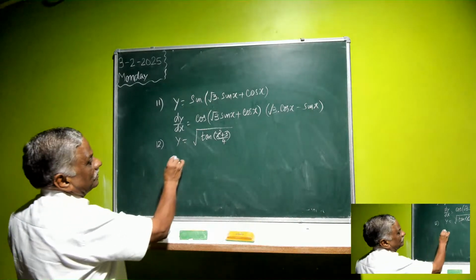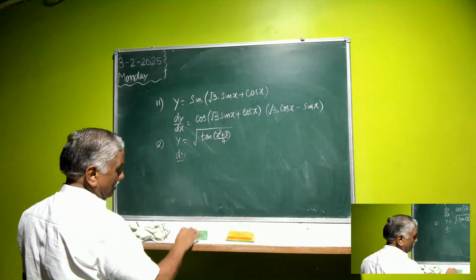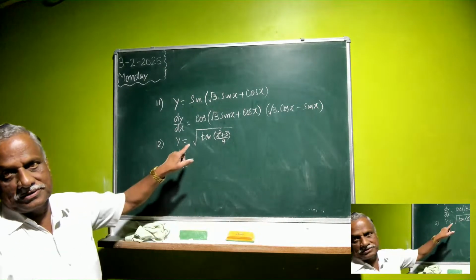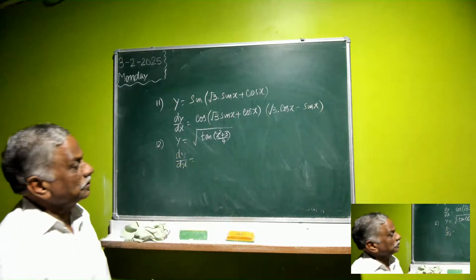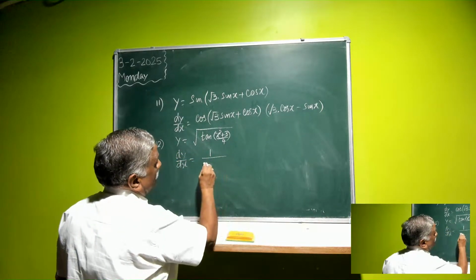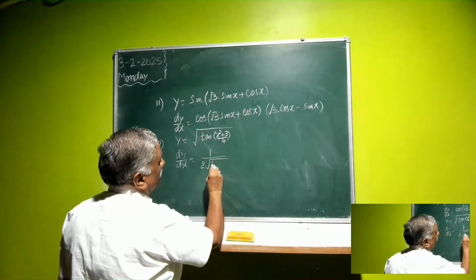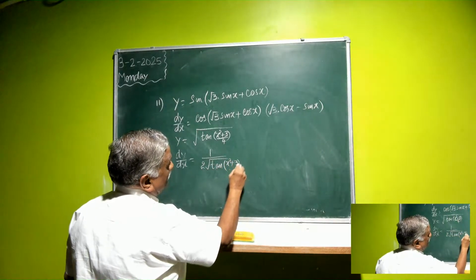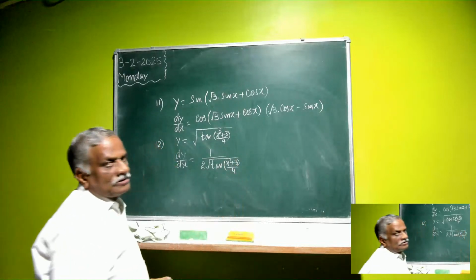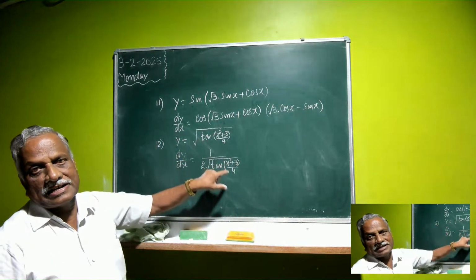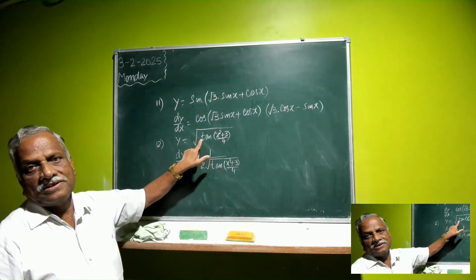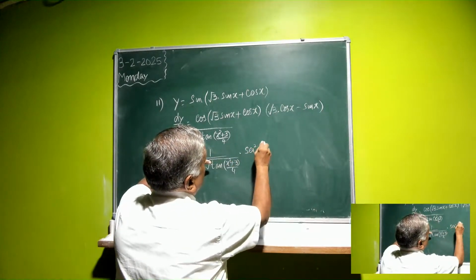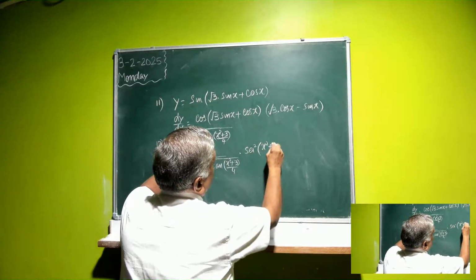Now here, dy by dx equals, the first thing we are saying is root. So first I should differentiate root. It is 1 over 2 root tan of x square plus 3 by 4. I am differentiating root, therefore I write the inside just as it is. Enter inside. You should differentiate tan. Tan of anything is secant square. Whatever is there, you write x square plus 3 by 4.